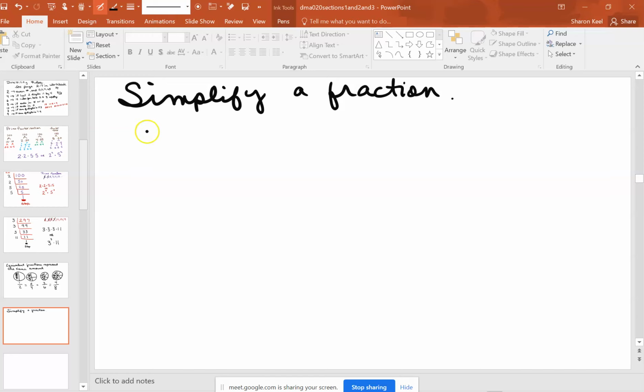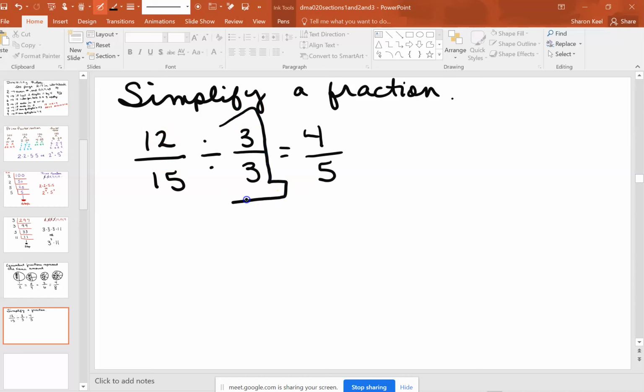If I were to give you, let's say, 12 over 15, if I wanted to simplify this, both of these numbers are divisible by 3. I can divide 12 by 3 and I can divide 15 by 3. 12 divided by 3 is 4, and 15 divided by 3 would be 5. This fraction I can divide by 1 whole, and it gives me an equivalent fraction. So 12/15 reduces to 4/5.